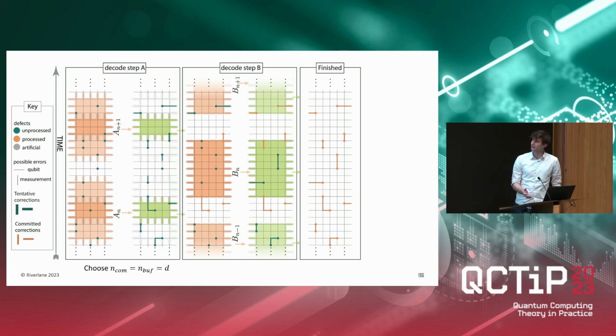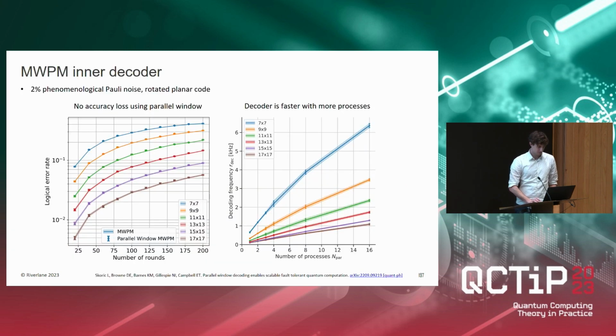In reality, we have a finite number of parallel resources, but this still allows us to reduce this R factor F, or increase our decoding speed with the number of parallel resources. So looking again at the accuracy, similarly to the sliding window, if we choose our buffer regions to be about the distance of the code, we don't expect to see any drop in the logical accuracy.